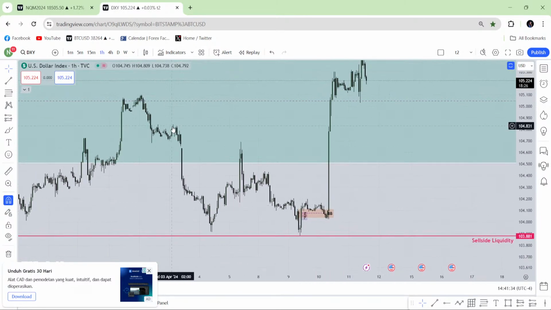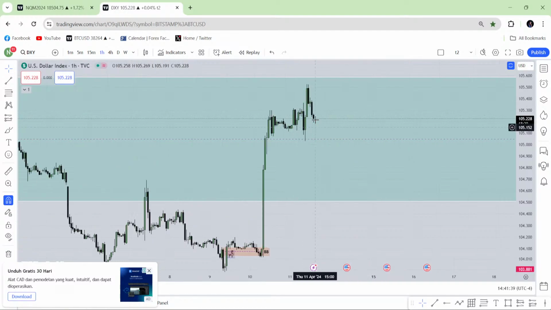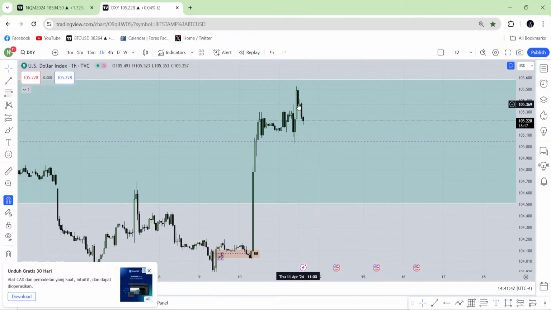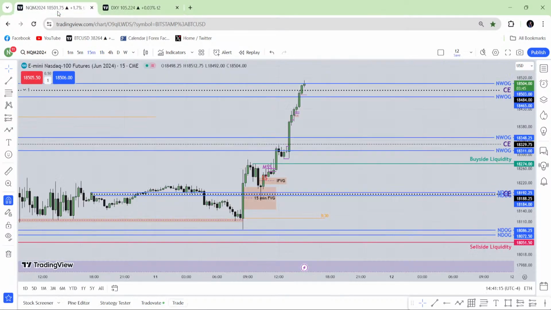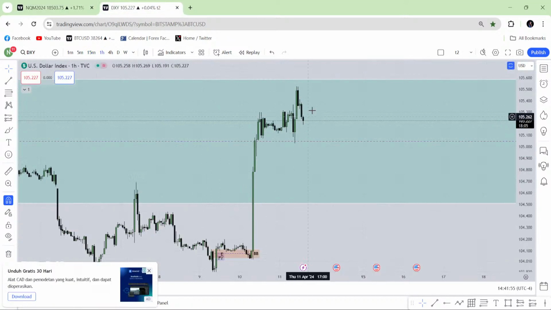I was thinking that the market would take that buy side liquidity, then fall. But the market actually went higher. Sometimes you will see the market make just one or two bear candles, while at the same time in NQ you will see at least 10 bullish candles. That is why you don't need the dollar index. Yes, you need the dollar index for Euro USD.